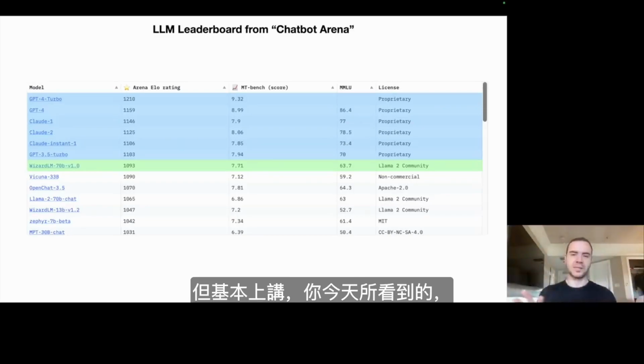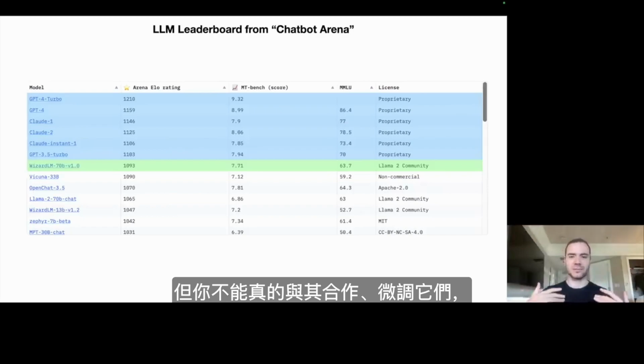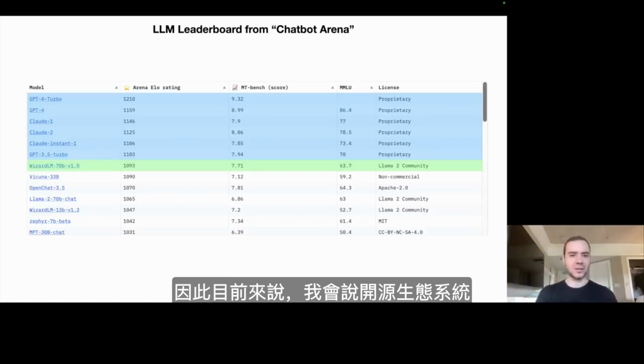But roughly speaking, what you're seeing today in the ecosystem is that the closed models work a lot better, but you can't really work with them, fine-tune them, download them, etc. You can use them through a web interface. And then behind that are all the open source models and the entire open source ecosystem. And all of this stuff works worse, but depending on your application, that might be good enough. And so currently, I would say the open source ecosystem is trying to boost performance and sort of chase the proprietary ecosystems. And that's roughly the dynamic that you see today in the industry.